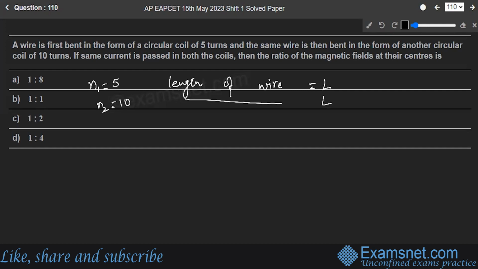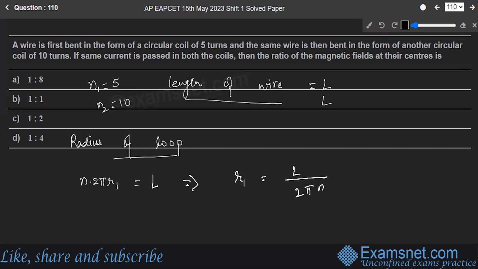Now, the radius of the loop for both cases. For the loop in the first case, N into 2 pi R1 is equal to L, because that is the length of the wire. So from here you have R1 is equal to L upon 2 pi into N1. N1 is 5, so this is equal to L upon 10 pi. Let's say this is equation 1.